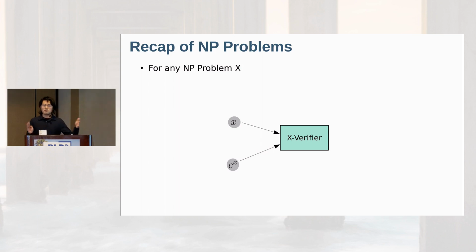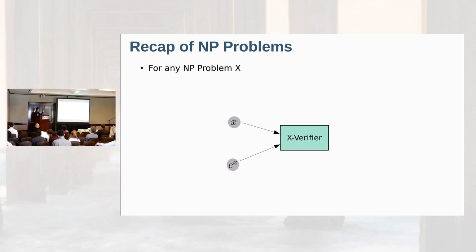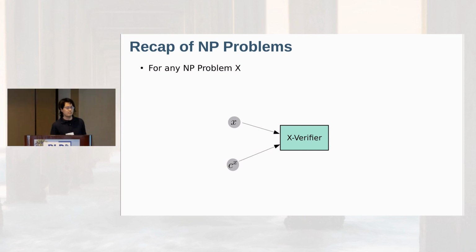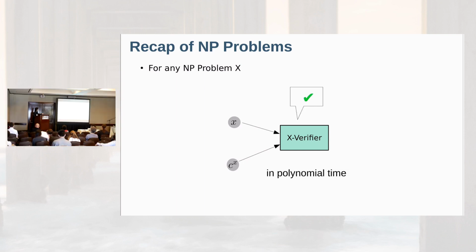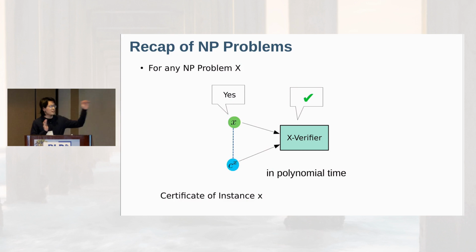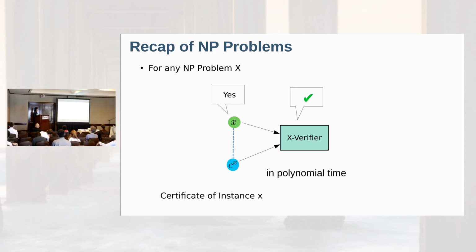Formally, when we talk about NP problems, we are actually referring to decision problems, which are problems with yes/no answers. An NP problem can be defined by its verifier. Basically, the verifier takes an instance and a candidate proof of this instance being yes, and either accepts or rejects in polynomial time. If the certificate is indeed a certificate of this instance being yes, then it will get accepted by the verifier.